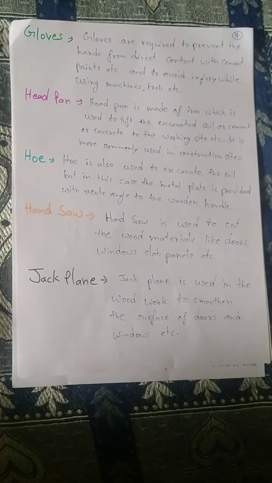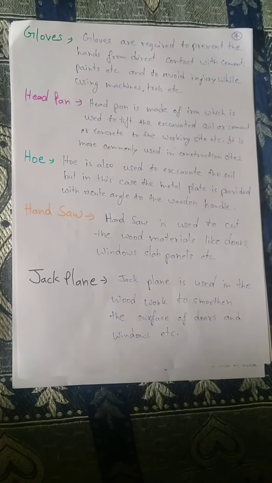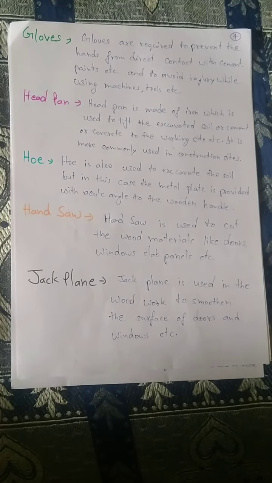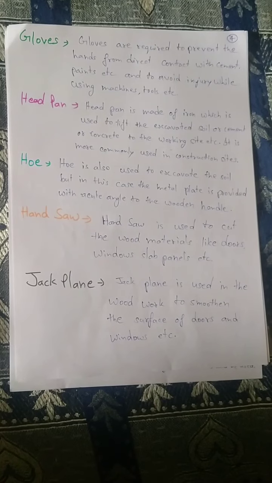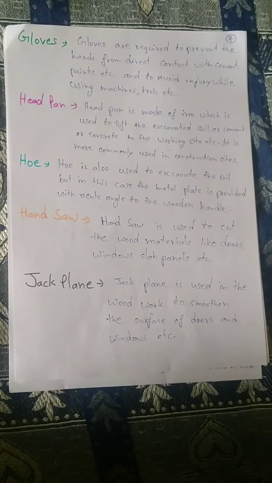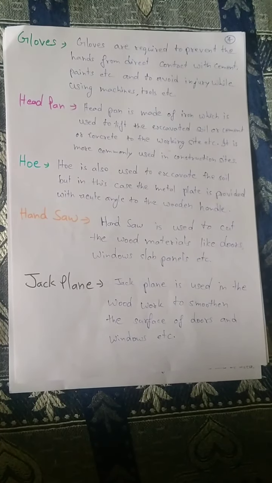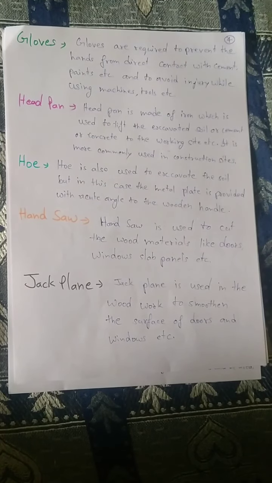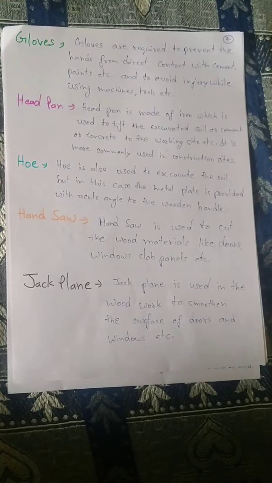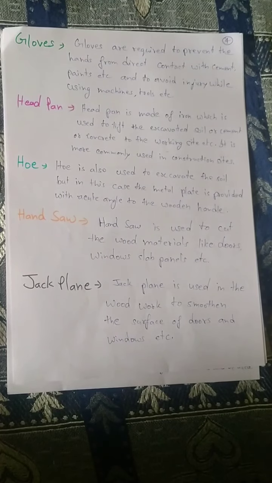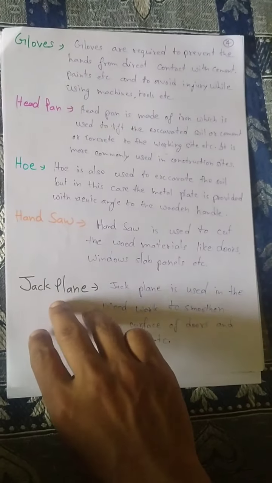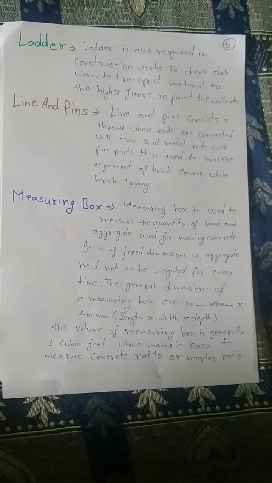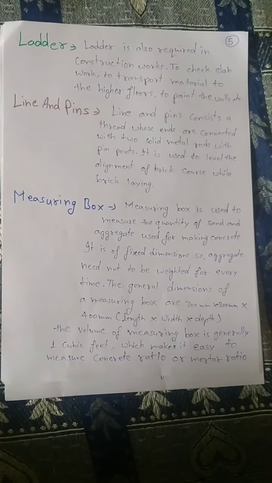Handsaw. Handsaw is used to cut the wood materials like doors, windows, slab, panels, etc. Jack plane. Jack plane is used in the woodwork to smoothen the surface of doors and windows, etc.